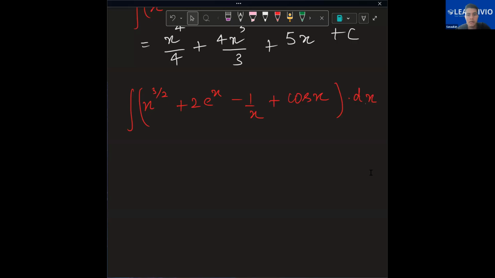Tell me. 2 into x power 5 by 2 divided by 5, plus 2x, minus log modulus x, plus c, plus sin x plus c.